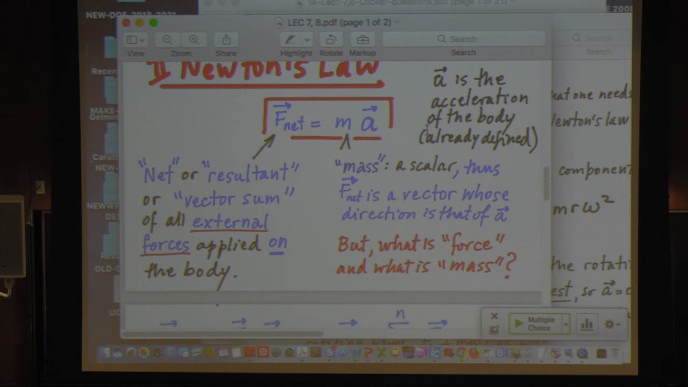Mass is a scalar, so it doesn't change the direction. So the net force should always be equal in direction to the acceleration, and differs from it in magnitude because of the mass. It's force divided by mass.